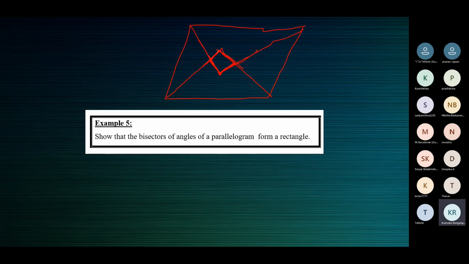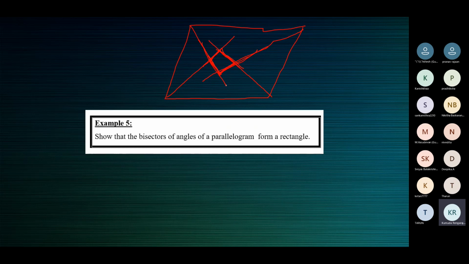See here, I'll produce it. This is the bisector of one angle. This is the bisector of the second angle. This is the bisector of the third angle. And this is the bisector of the fourth angle. The bisectors enclose a quadrilateral. We need to prove that the quadrilateral is a rectangle.